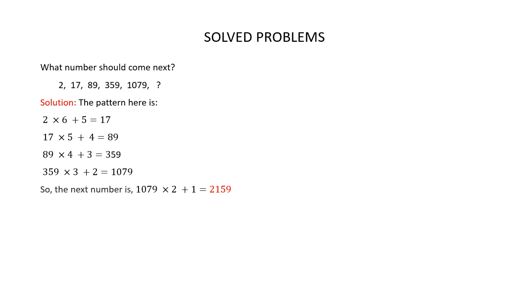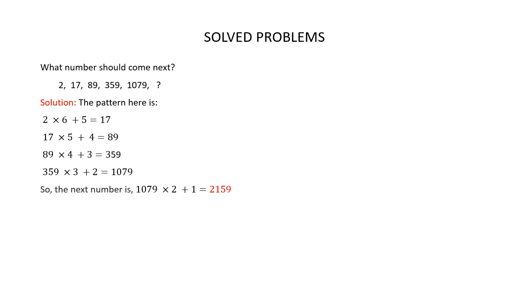But when you observe these numbers, you'll notice that this is not a simple multiplication series. There is something extra, either addition or subtraction, which we have to find out. So the pattern is 2 multiplied by 6, which is 12, and to get 17 you have to add 5. So 2 multiplied by 6 plus 5 is 17, the next number.